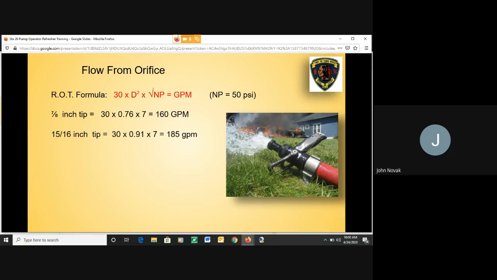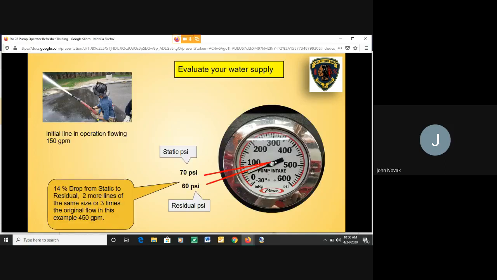So some nozzle calculations: 15/16 tip, same calculation, gives us 185 GPM. And the inch and 3/16 tip, using a 50-pound nozzle pressure, that's where we get 292. We can round it up to 295. And for the pump operators, we talk about evaluating our water supply.